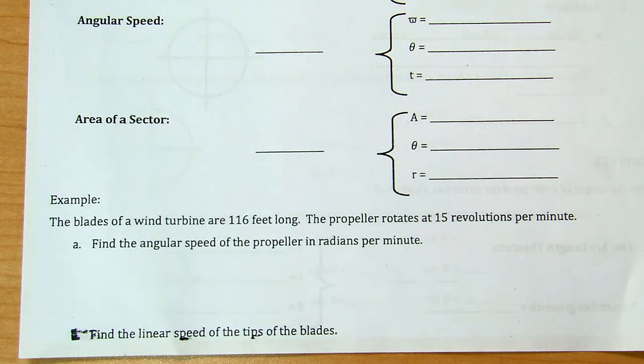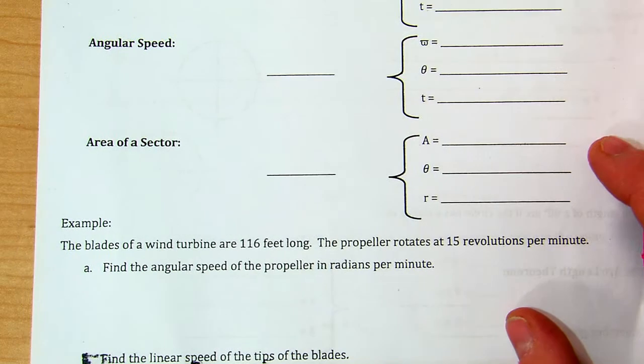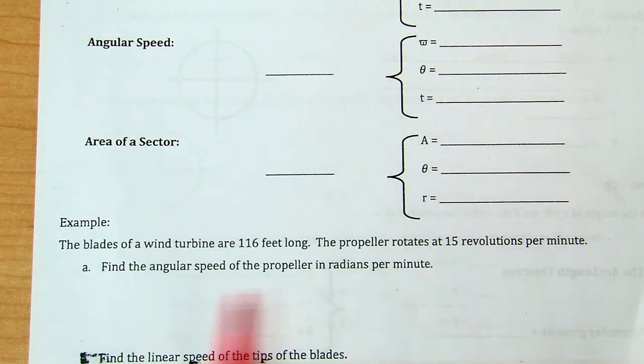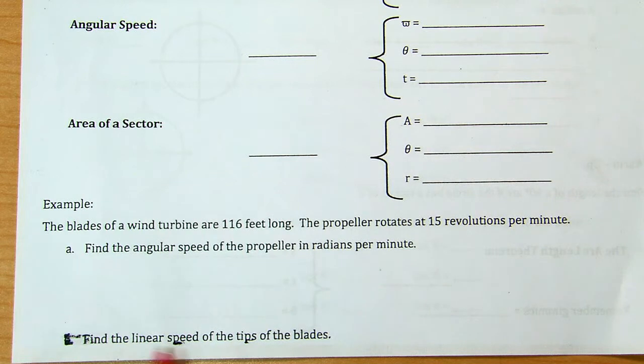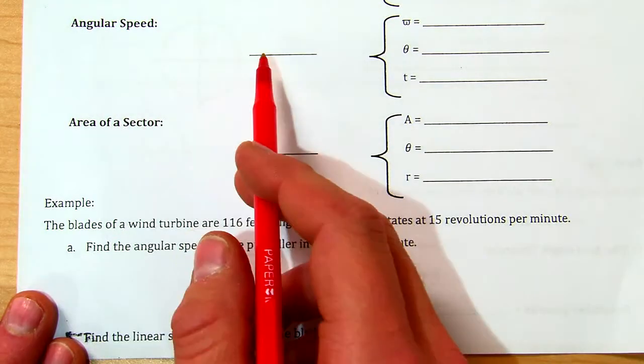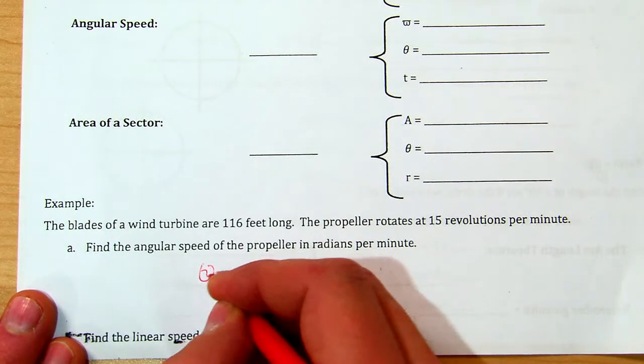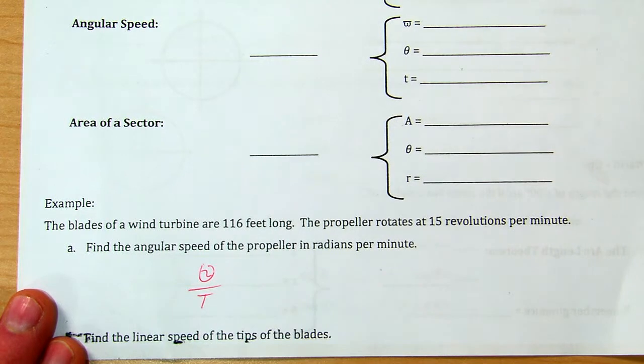When we left class last time, we were talking about a few examples and some formulas of linear speed, angular speed, and the area of a sector. So we worked through some examples, and we didn't quite get to finish, so let's look at this. The angular speed formula would be theta over time. And so let's see if we can figure out what the angle is.